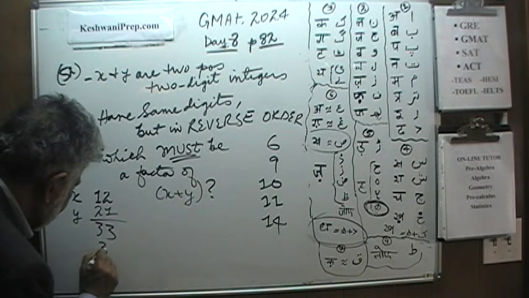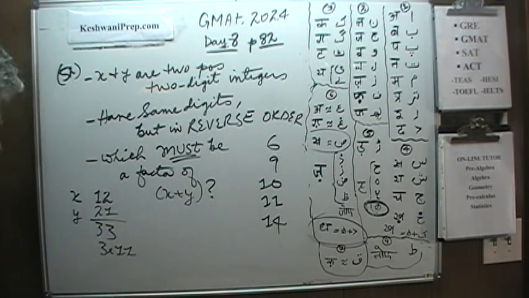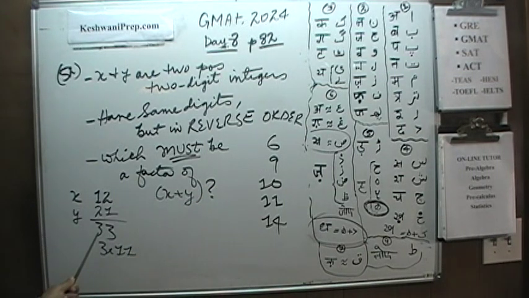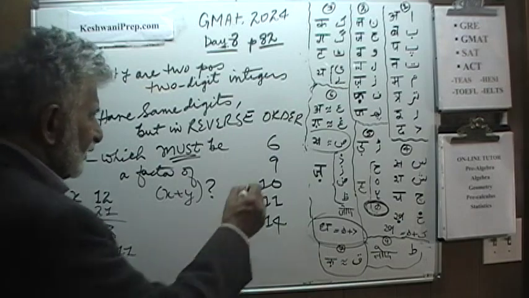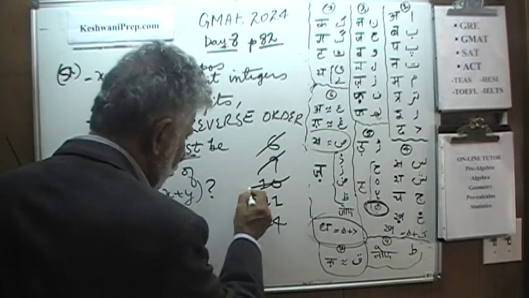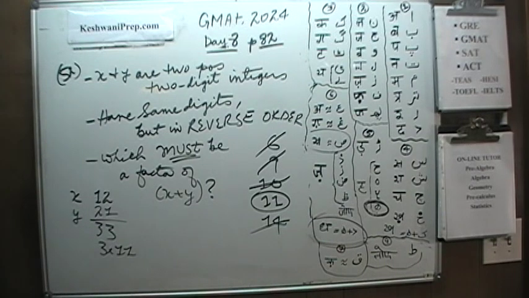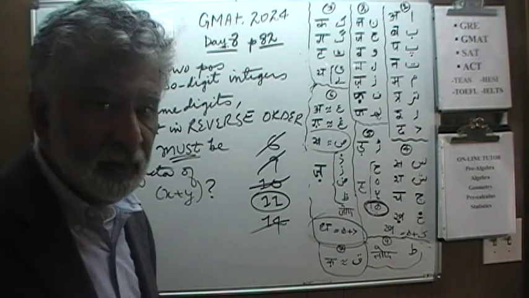33 is simply 3 times 11. Is 6 a factor of 33? The answer is no. The factors of 33 are 3 and 11, which means anything, if it has 3 it works, it has 11 it works. 6 is not a factor of 33, 9 is not a factor of 33, nor is 10, nor is 14. There we go, we got the answer. The answer is 11.